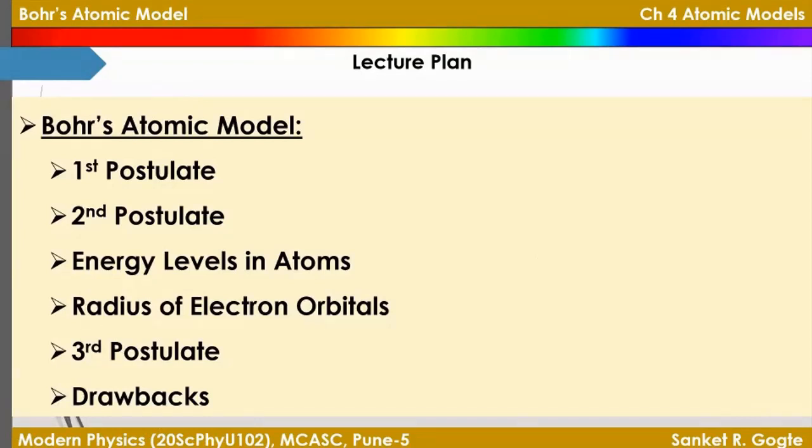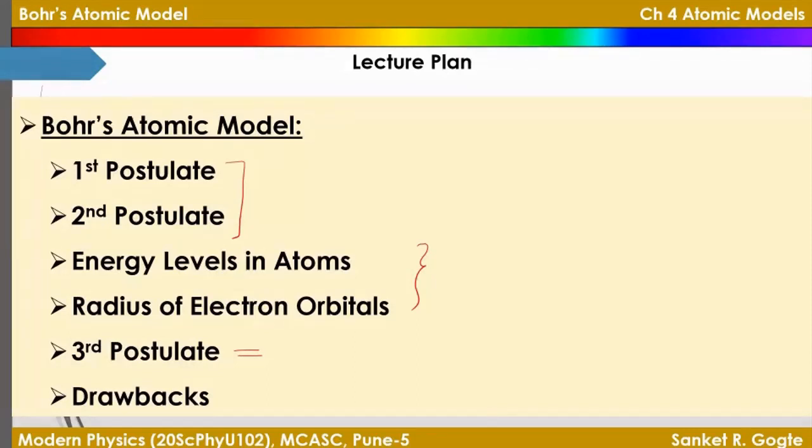We will discuss the first and second postulates first. Then we will derive two relations. We will derive the relation for energy levels of electrons in the atom, and we will derive the relation for the radius of the electron when it is present in the atom. We will then consider the third postulate. This third postulate is important because it gives us the relation which is obeyed by hydrogen spectral lines, which we have seen in the previous lecture.